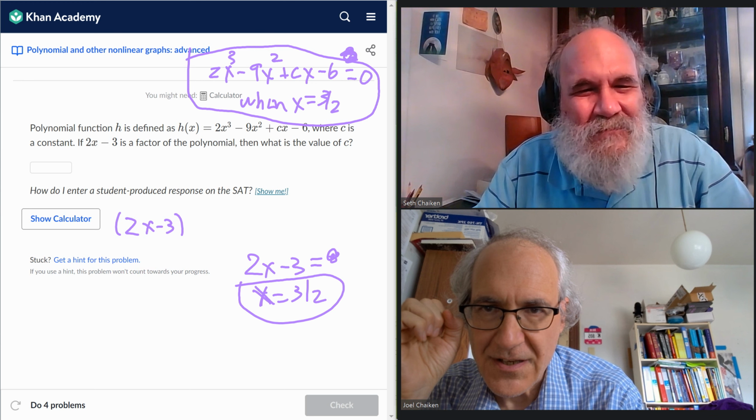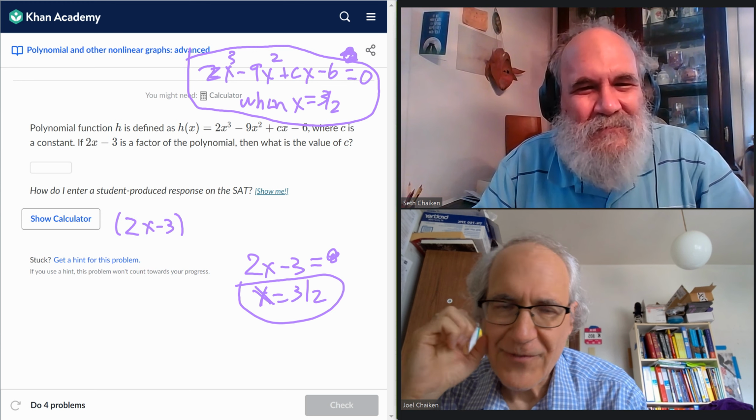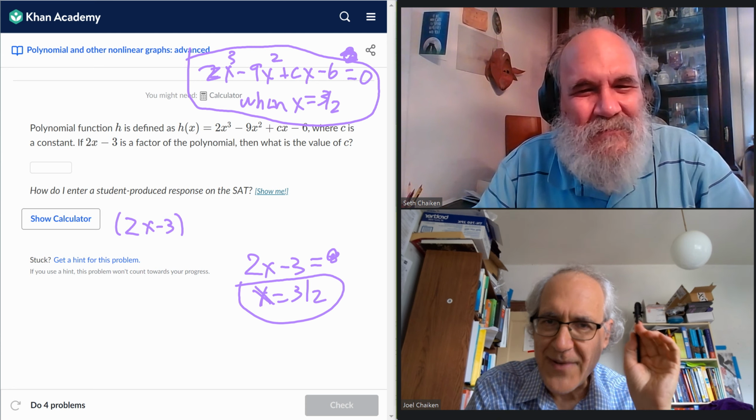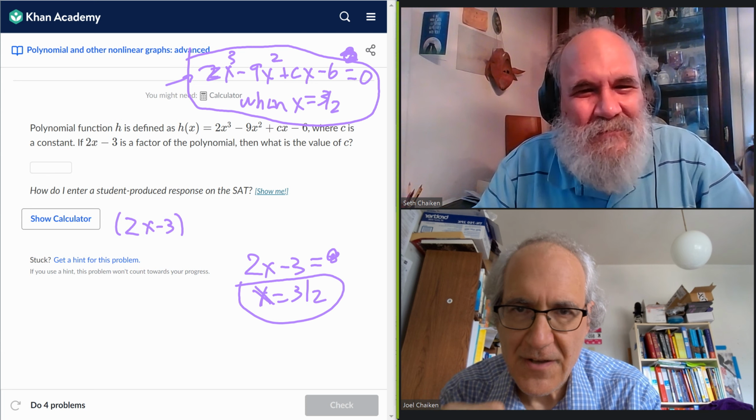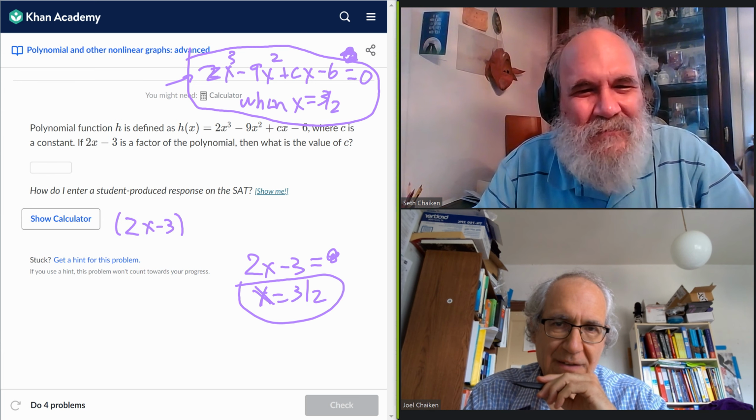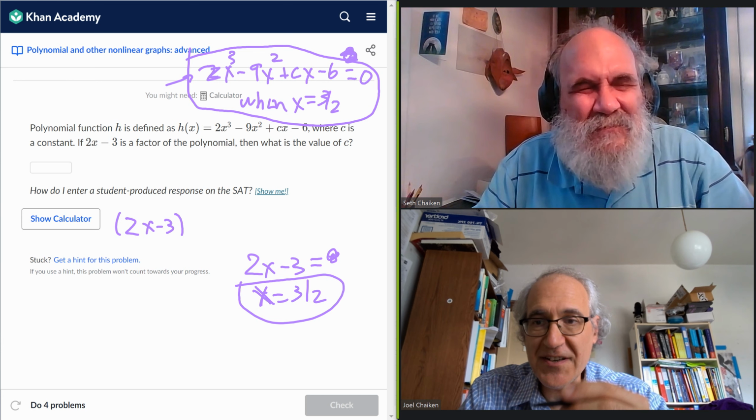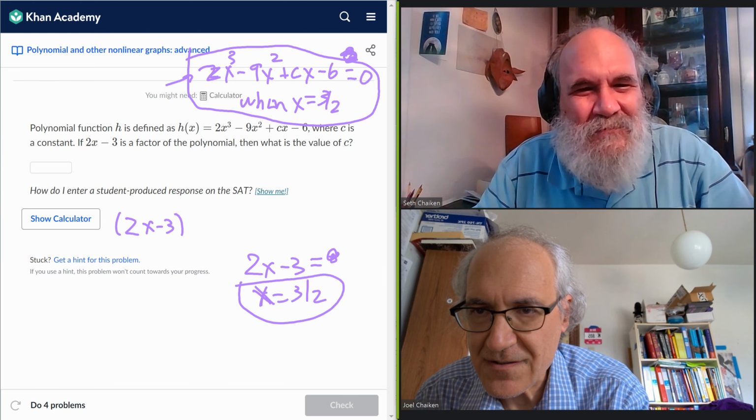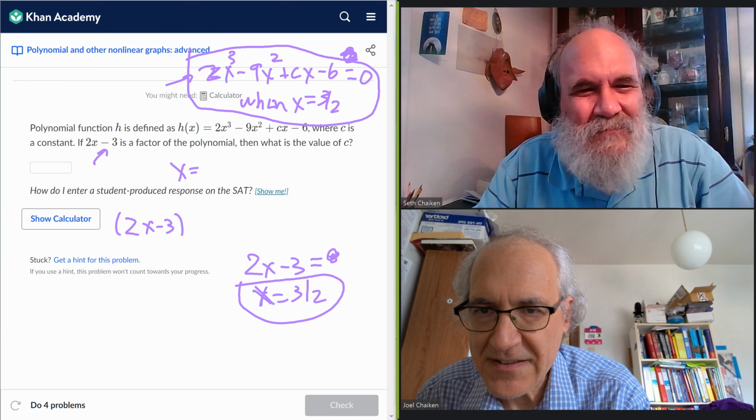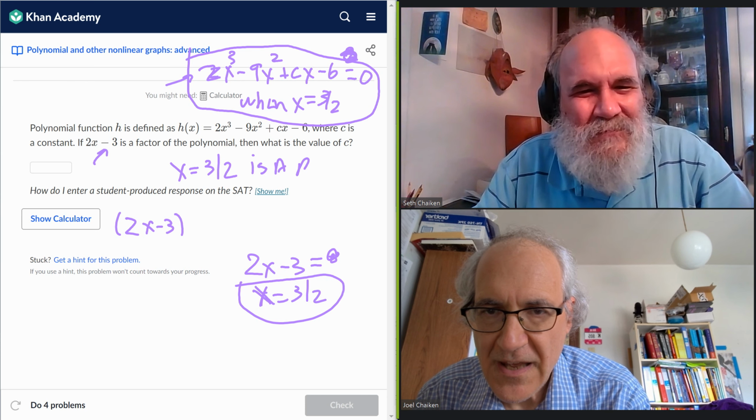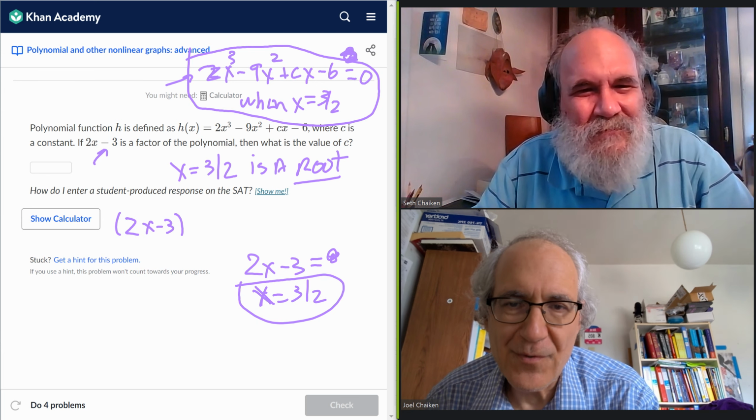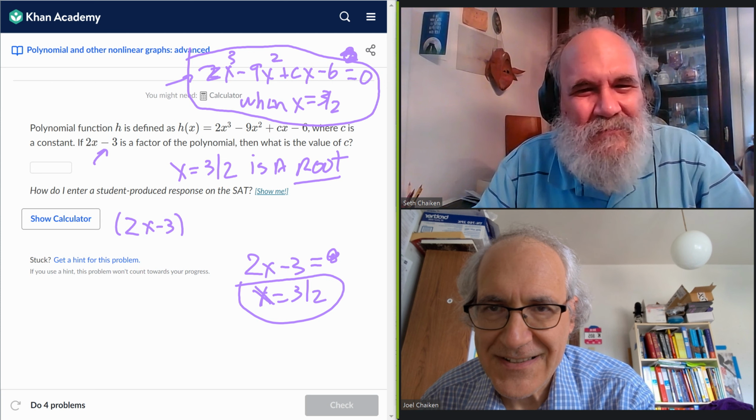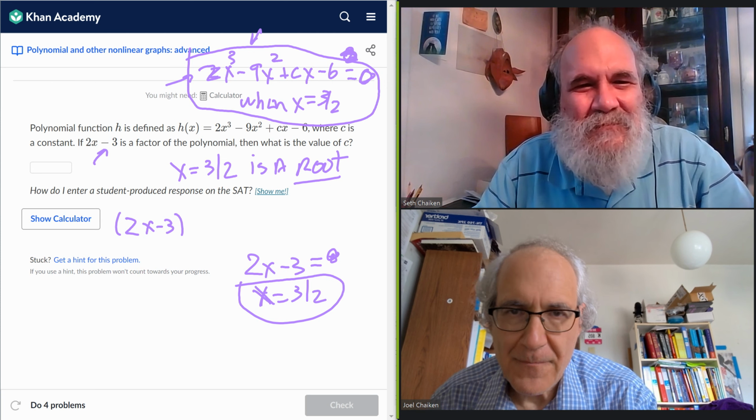You're solving for c. So, we've reduced the problem to the holy grail. Best thing we can have in algebra, one equation, one unknown. You throw x in here, and you solve for c. I mean, that seems like a long way of doing it. Here you certainly have to understand that if 2x minus 3 is a factor of the polynomial, then x equals 3 halves is a root. And a root to a polynomial means that when you throw the x into the polynomial, you get 0.